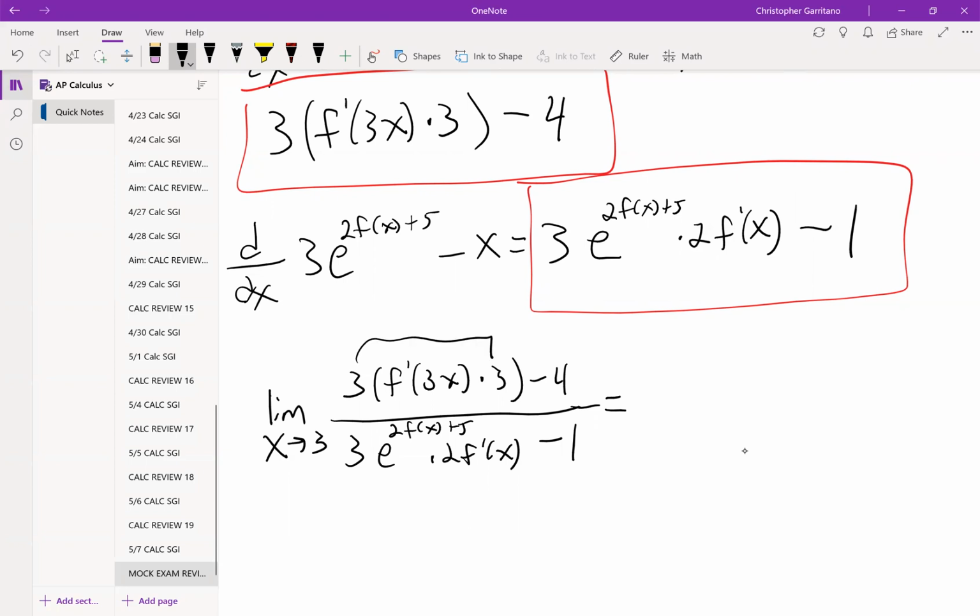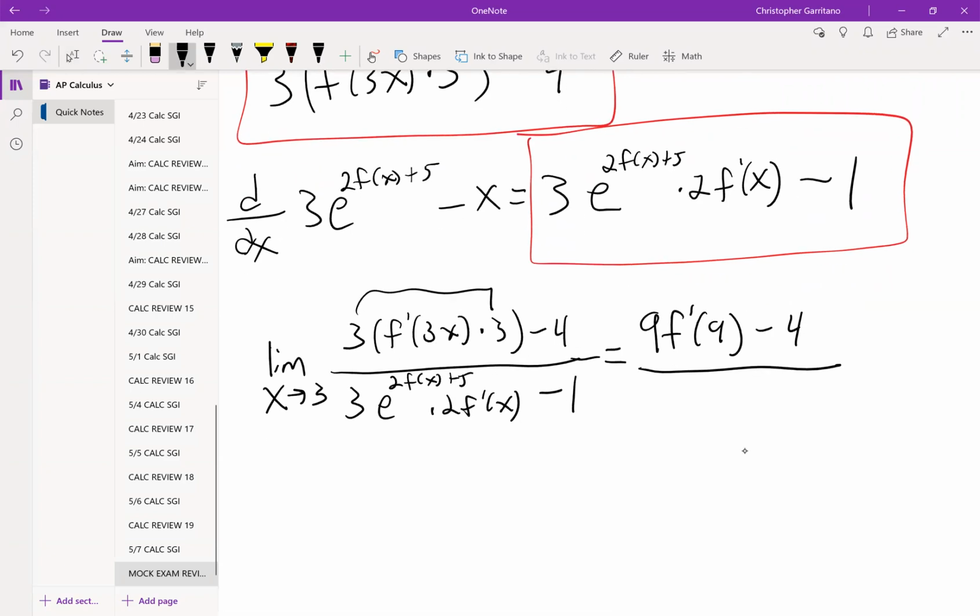So here we have a 3 times 3, which is 9, times, when I substitute 3 in for x, f prime of 9, minus 4. So that's going to be my numerator. My denominator, here this 3 times 2 is 6, times e to the 2 times f of 3 plus 5, times f prime of 3, and minus 1. So now it's just a matter of me going about evaluating.